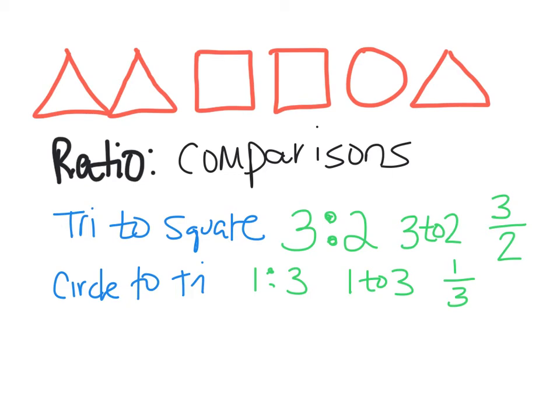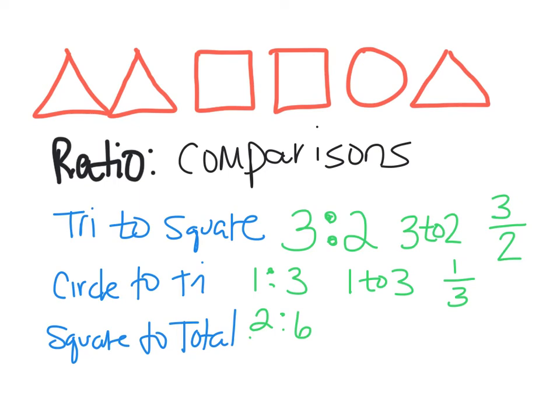Okay, let me do one more example. Let's say we did squares to the total amount of shapes. So in this case, we have 2 squares and we have 6 total shapes. So it would be 2 to 6.